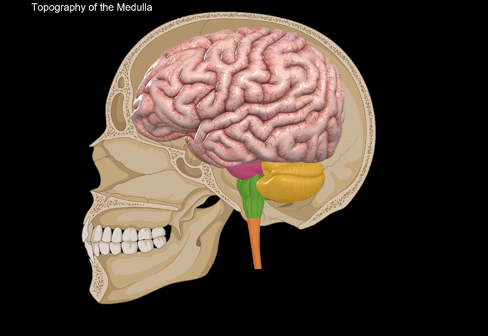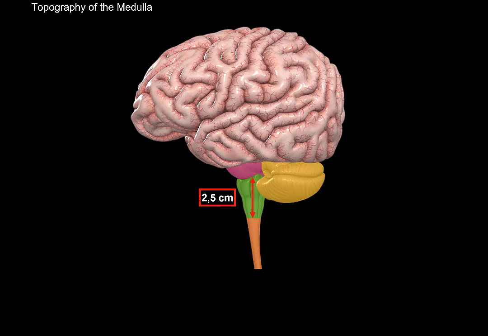So topographically, the medulla starts at the level of the foramen magnum, which is the distinct border between the spinal cord and the medulla. And in the front, the medulla lies in the clivus, which remember is the anterior portion of the occipital bone. The length of the medulla oblongata is about 2.5 centimeters, so it's quite a small portion of the brain, but a very important one.